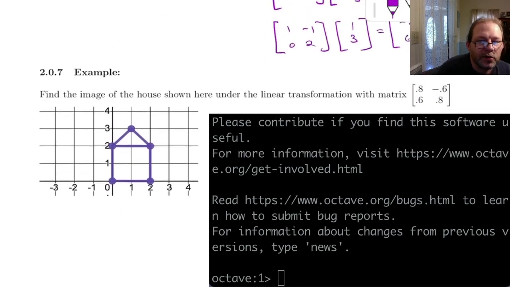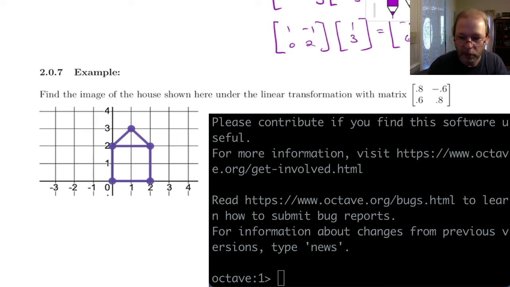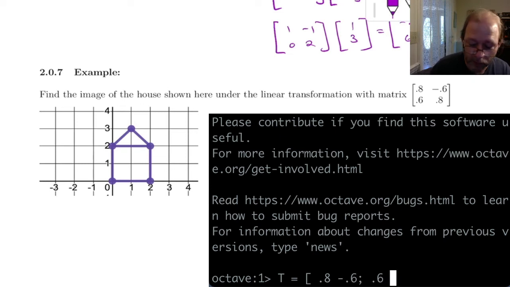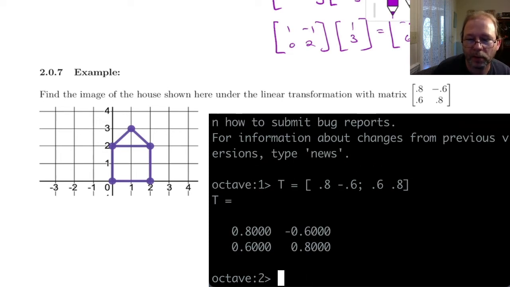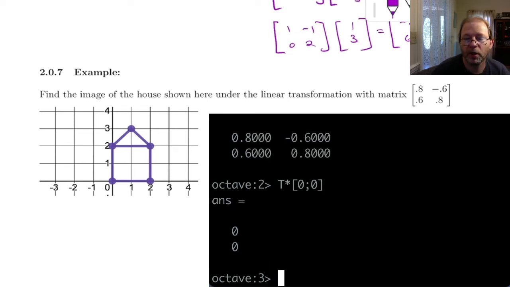So let's see. The transformation we have here is 0.8, -0.6. I'm going to enter that in as a 2 by 2 matrix. I'm going to call it T. So we've got 0.8, -0.6, then 0.6, 0.8. All right. So now I'm going to take this and multiply it by, let's see, we've got 5 different points on the house. The first one is 0, 0. Well, if I put that in, 0, 0, it gives me 0, 0.